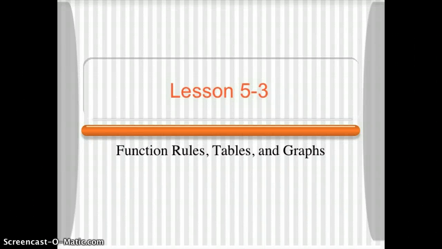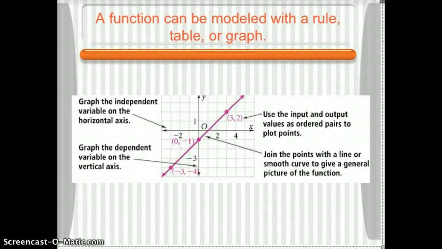Okay, let's look at relating tables, graphs, and equations today. This first slide should be a little bit of review for you. I want you to know that a function can be modeled with a rule. We usually call that an equation, a table, or a graph.